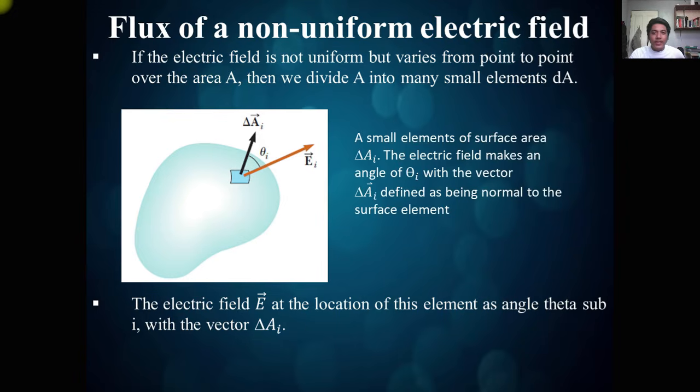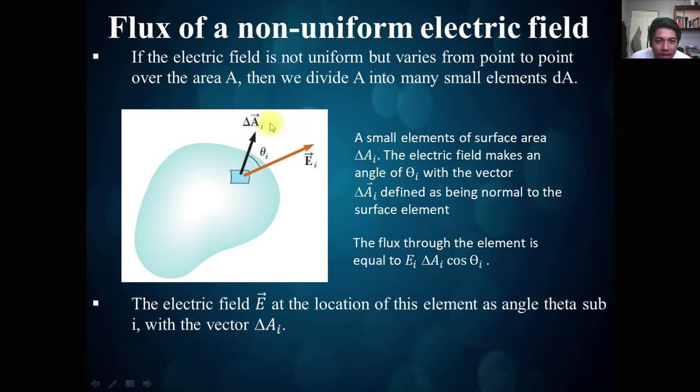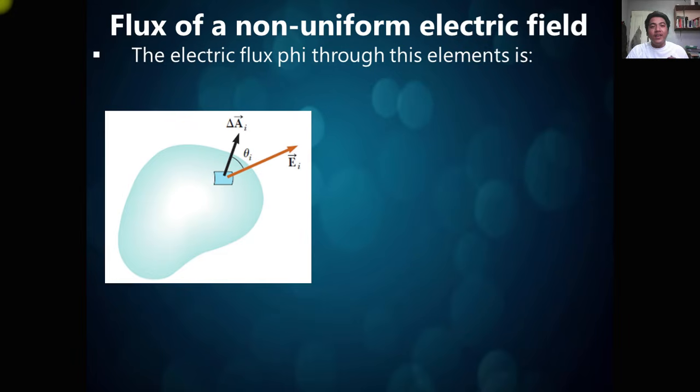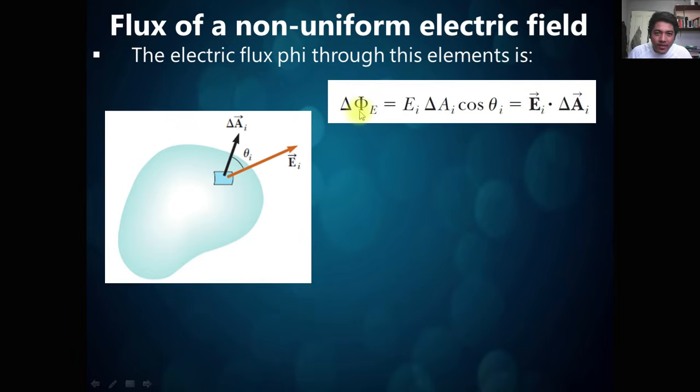So what we do is get the electric field E sub i, which is one component of the electric field, and delta A sub i, which is one component of the surface area, and we have theta, and we can get the electric flux at this certain point only. But how about if we want to get all of it? We sum up all the products of the electric field and the delta A. What we get here is a delta electric flux, so that is not the electric flux of the whole surface.